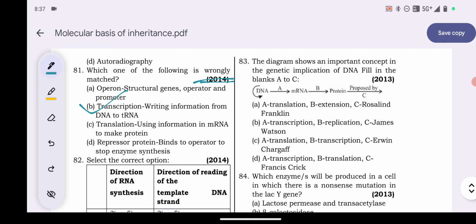Okay. Explanation: transcription is the process by which DNA synthesizes mRNA with the help of an enzyme called RNA polymerase. Thus it changes the information of DNA into mRNA, whereas the further information from mRNA to protein is provided by the translation process. So B is the answer, wrongly matched. The other three are the correct ones.